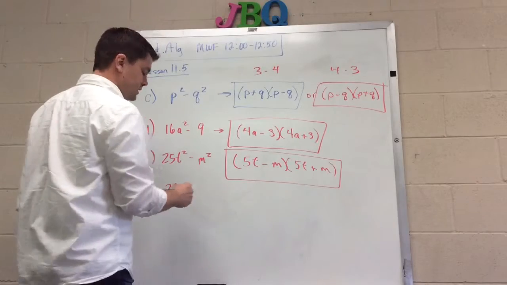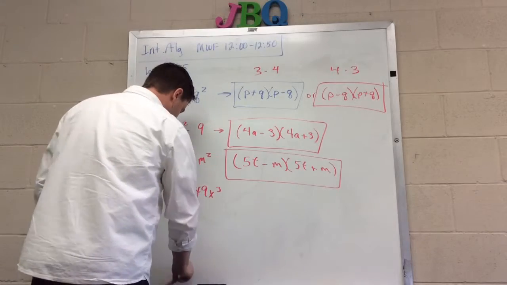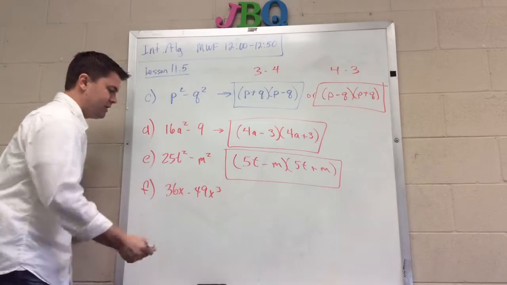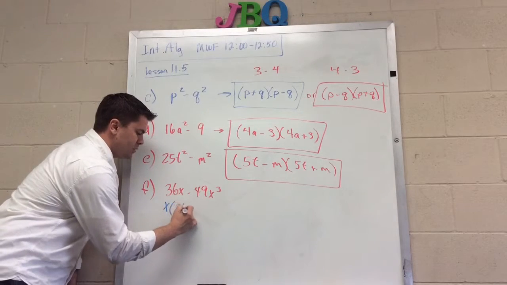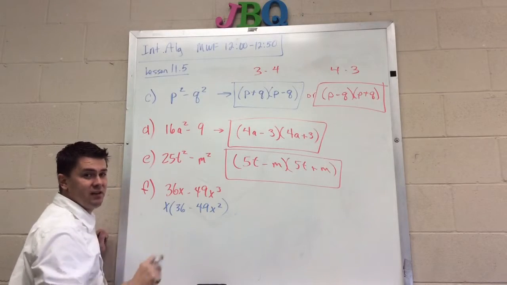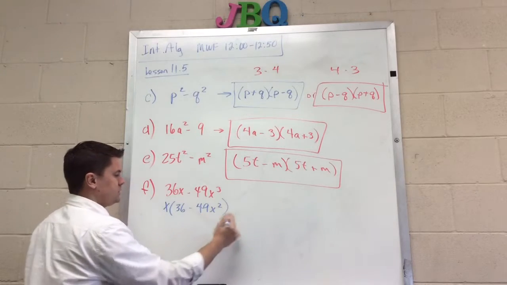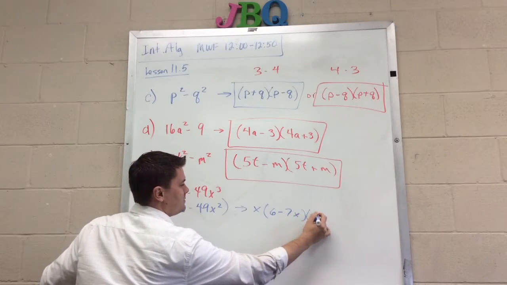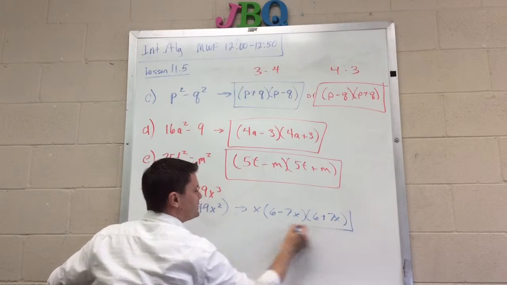36x minus 49x cubed. Now, I said this at the very beginning, we haven't really done it much today, but don't forget to factor your GCF first, if you've got one. See how these both have an x? Factor that out. So this becomes x parentheses 36 minus 49x squared. Okay, factor that GCF out first. Difference, perfect square, perfect square. So this becomes x out front, 6 minus 7x times 6 plus 7x. That's the difference of two squares.